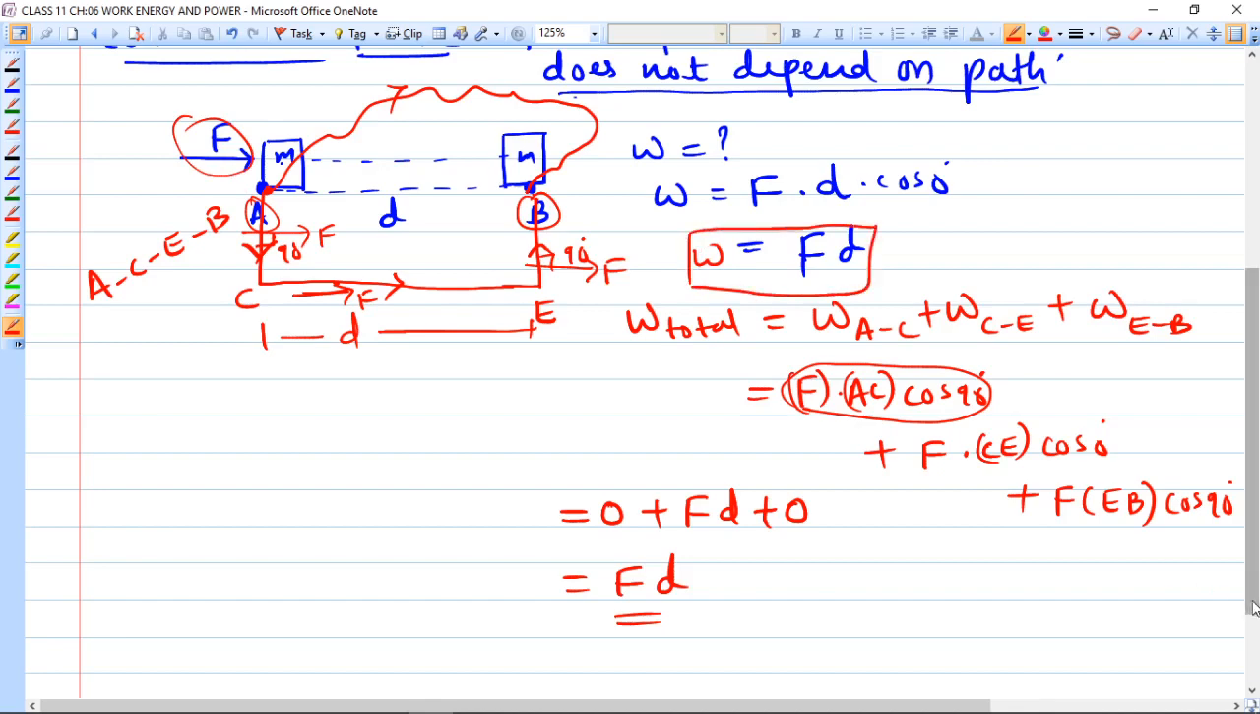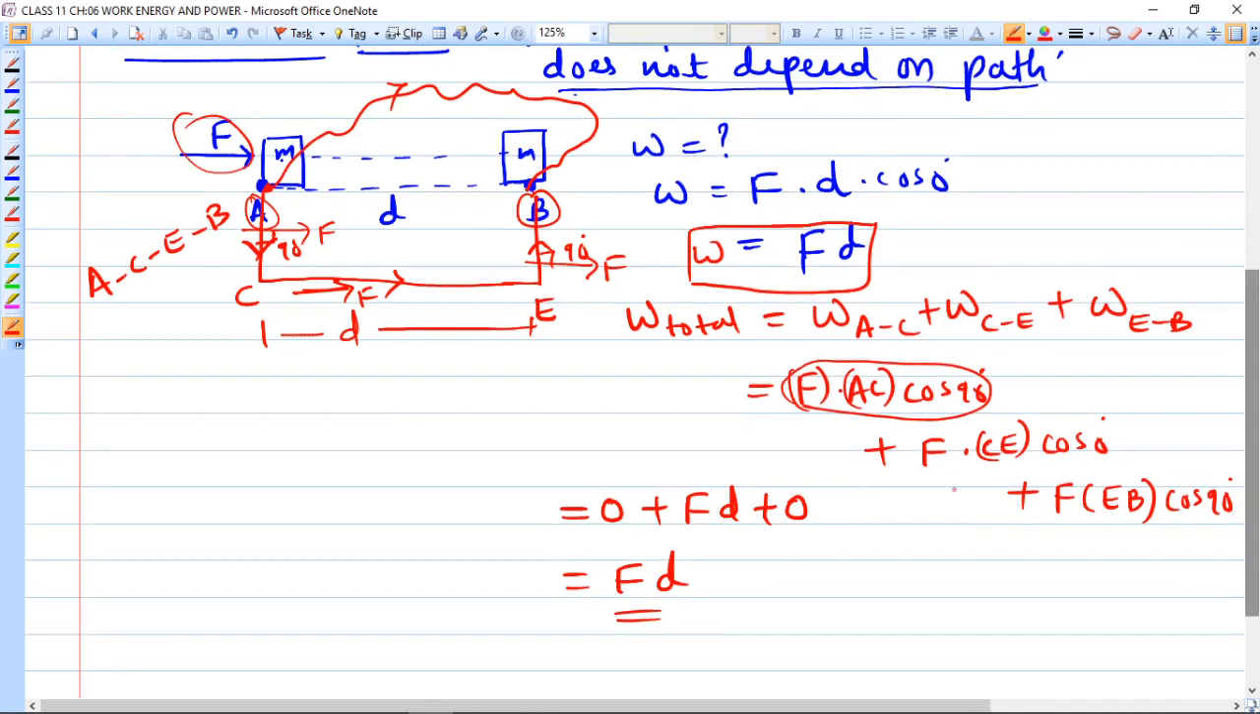W is equal to FD. Means what? For different paths. Here we have selected three paths. One is straight, directly from A to B, one is from A to C and C to B, and another one is this random path, as you can see. In all these three paths, what we see is that the work done is the same.